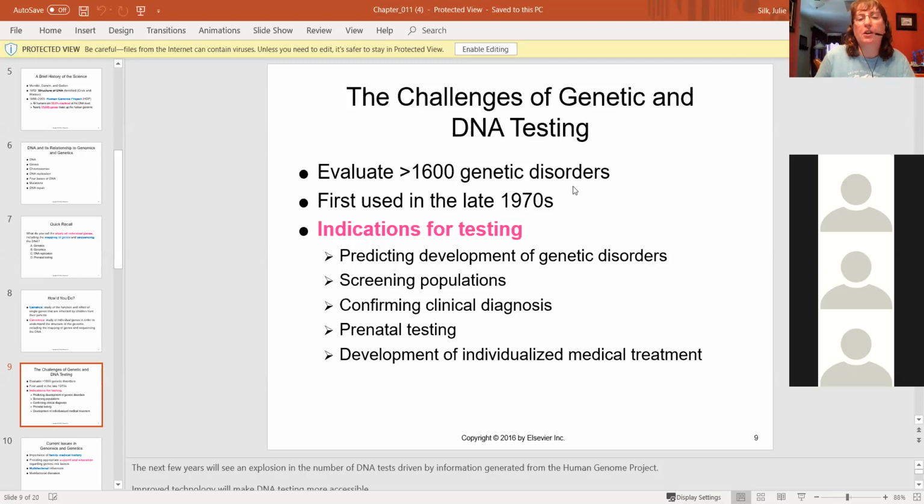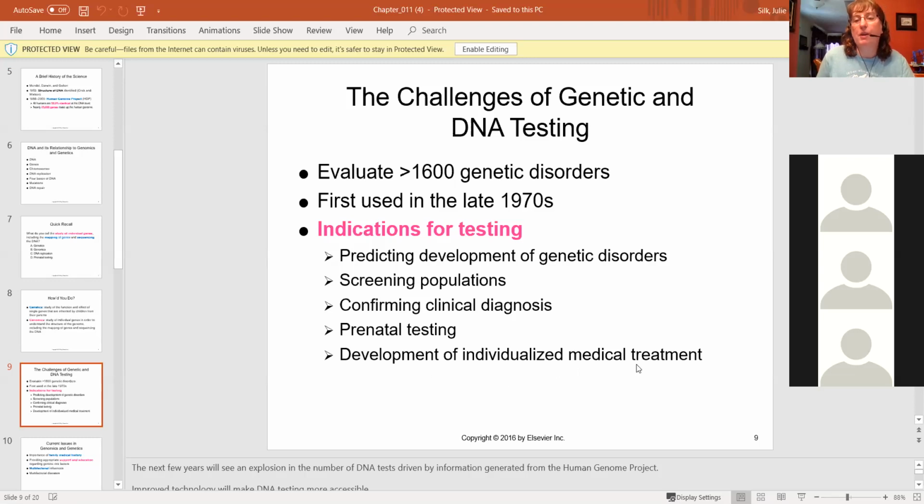All right, so on this slide, it also says some indications for DNA testing might be trying to predict the development of a genetic disorder. So again, maybe I want to see if my kid is going to have cystic fibrosis. Another reason is just to screen populations for certain issues, and also confirming a clinical diagnosis. Prenatal testing, that's a big one. Think of our other class, if you had a pregnant mother who had issues with a couple other kids and now she's worried that this one might have it, you would do some testing to see if that's going to be the case.